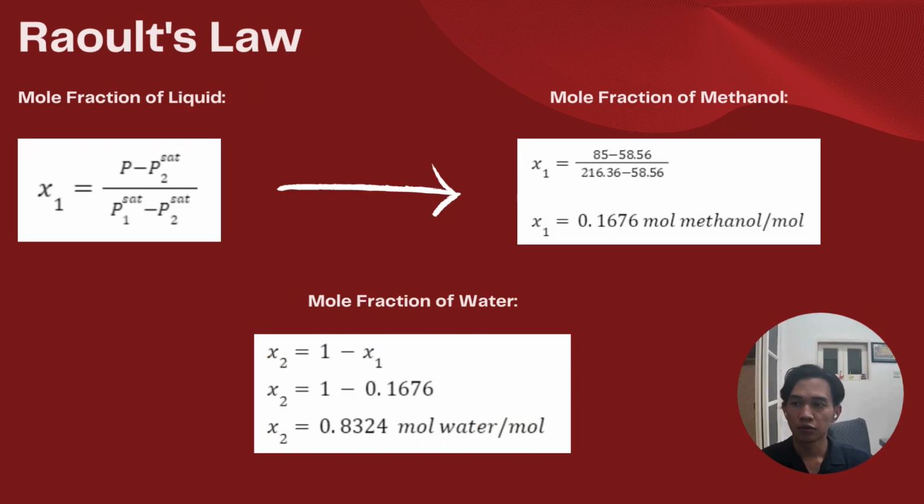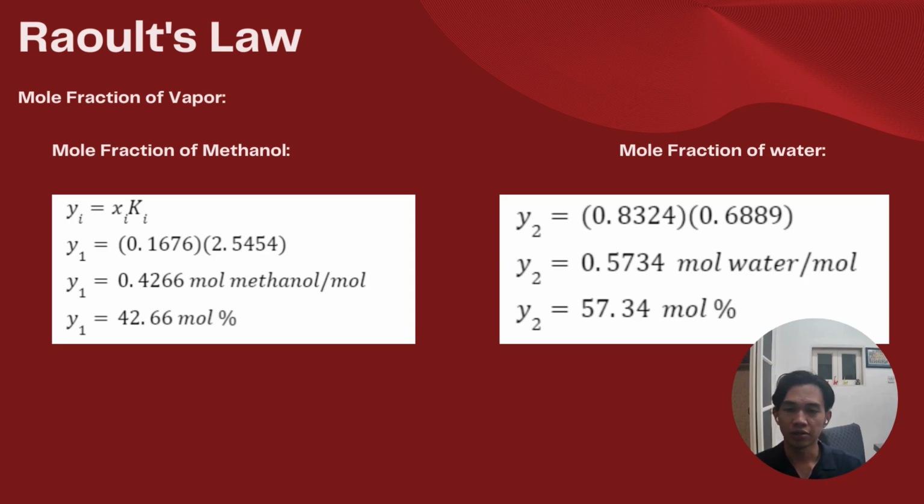Thank you. So for the binary system, we can calculate the composition using Raoult's law, which is X1 equals P minus P2 saturated over P1 saturated minus P2 saturated. P2 saturated being the saturation pressure of water, and P1 saturated being the saturation pressure of methanol. As you can see, we get the value of X1 equals 0.1676 mole methanol per mole. And we can get the mole fraction of water, X2 equals 1 minus X1, so we get the value of 0.8324.